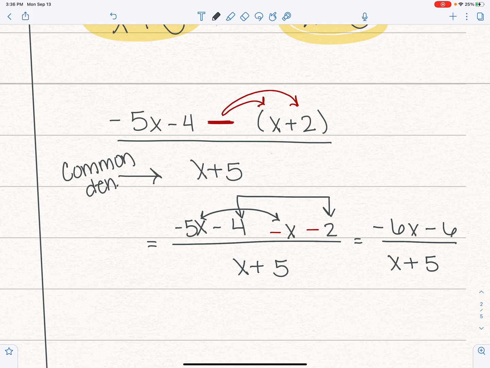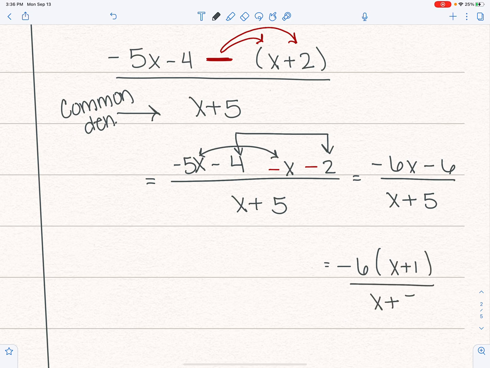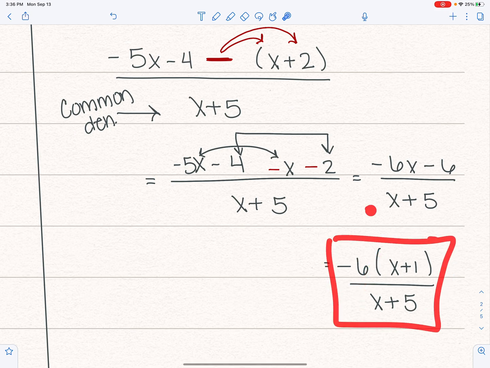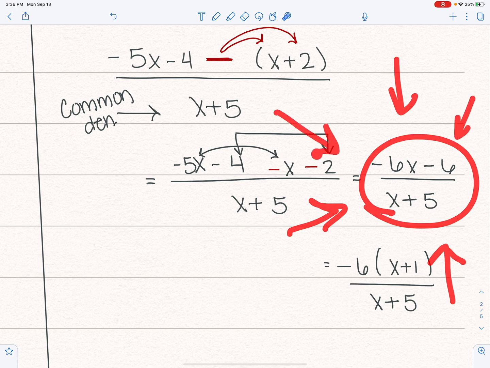Now that I have distributed and combined like terms, I'm going to look, does it factor? Well, I do have a GCF, so I have a negative 6 that I could pull out of both of them and leave me with x plus 1 all over x plus 5. Now, nothing cancels because x plus 1 and x plus 5 are not the same, so you could leave it here, but Hawks is actually going to want you to leave it in this pre-factored form. And the reason Hawks wants you to leave it there is because it doesn't cancel.